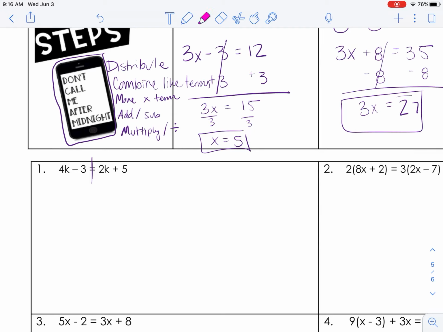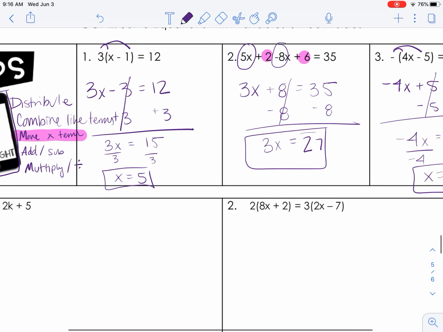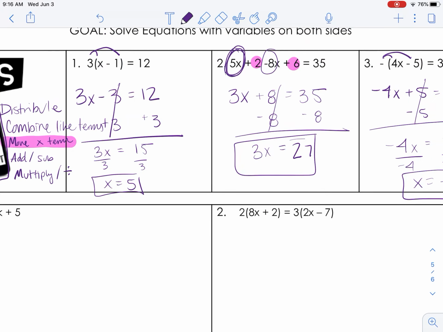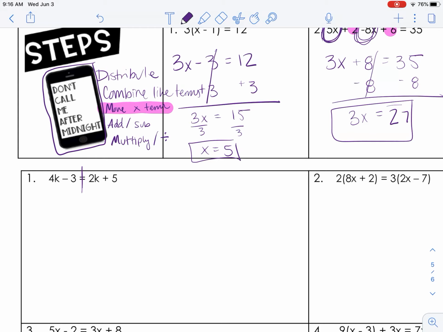So moving that x term is kind of like combining like terms when they're on a separate side of the equation. Usually if they're on the same side, like in number 2, I just say there's a 5x and an 8x, and I add them together. Well, if they're on separate sides of the equals, I have to undo them. So instead of just combining them, I have to take it away from one side and do the same to the other side. I'm usually going to pick the smaller variable. So notice I picked to take away the 2k because it's smaller than 4k. It just makes sure that I don't have to deal with a lot of negatives.